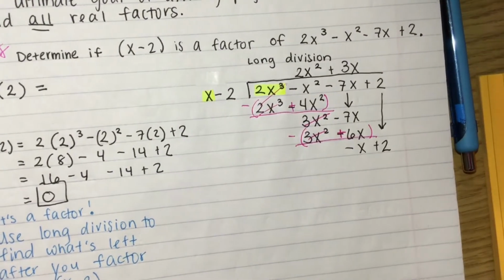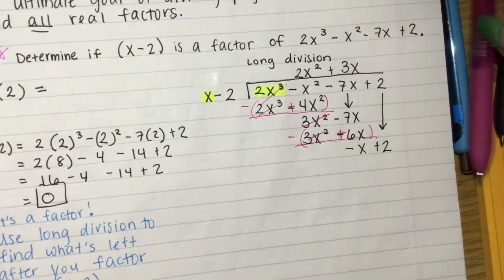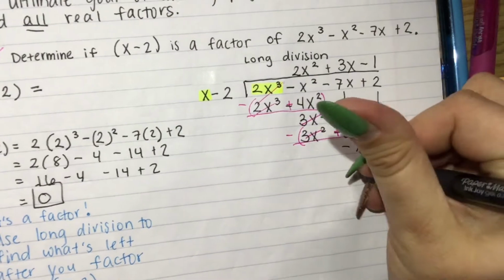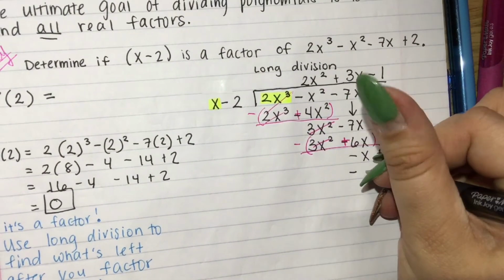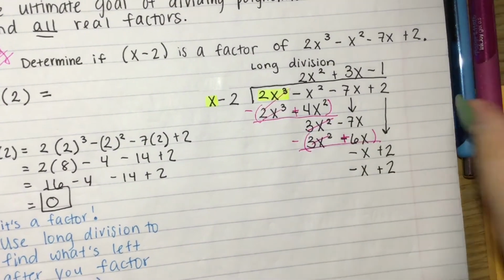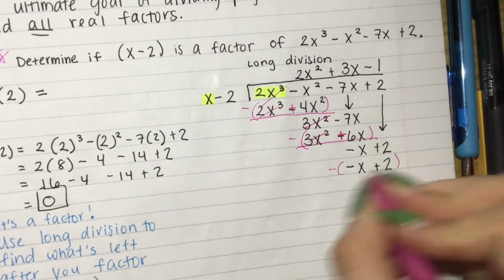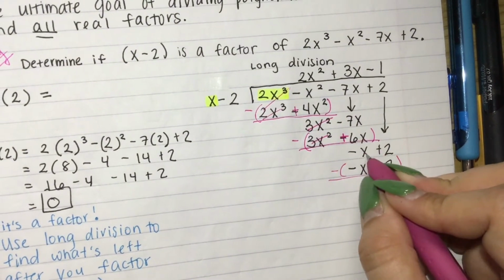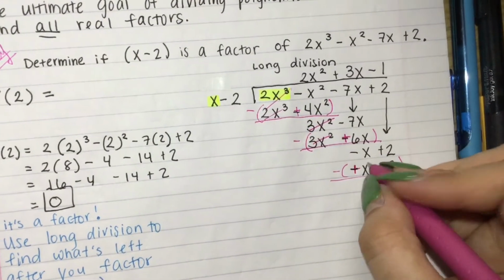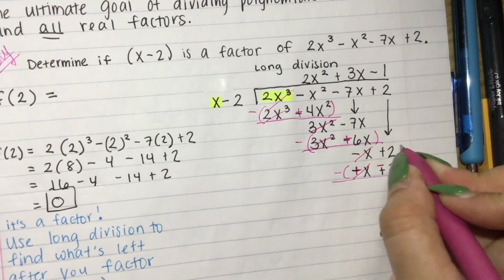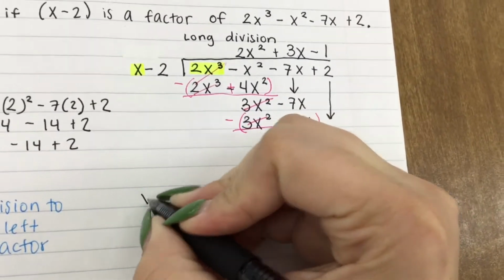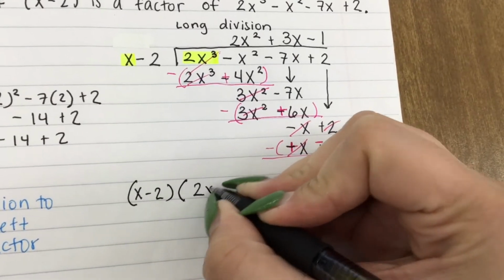I'll bring down the 2. Then I need to multiply by a negative 1 in order to get that negative x. When I multiply negative 1 times x, I get negative x. And then when I multiply negative 1 times negative 2, I get a positive 2. I need to subtract the entire expression, which is going to cancel out both of these, which shows that my remainder is 0. That negative x plus x, and that 2 minus 2 also gives you 0. Yay!